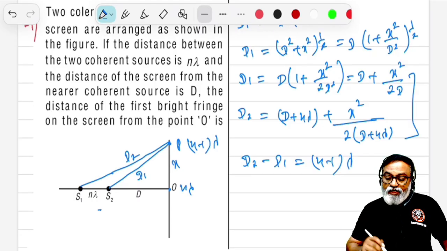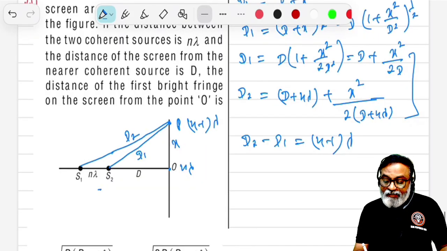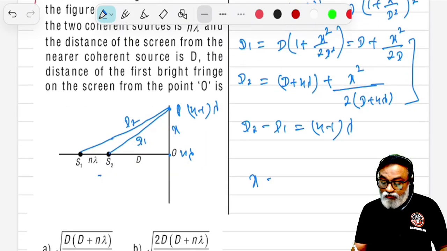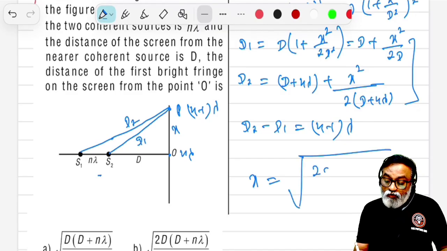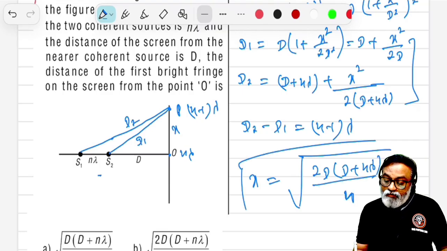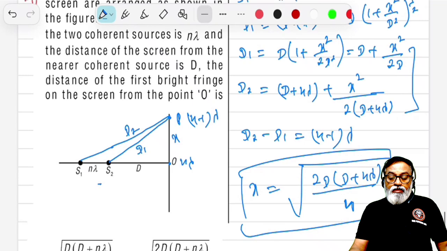See, by substituting D1 and D2, finally we can get the answer. X is equal to square root of 2D by D plus n lambda by n. Therefore, this is X. This is the distance of the first bright fringe from the center point O.